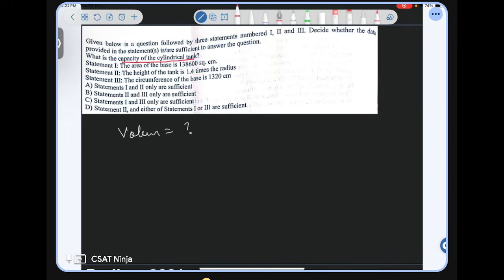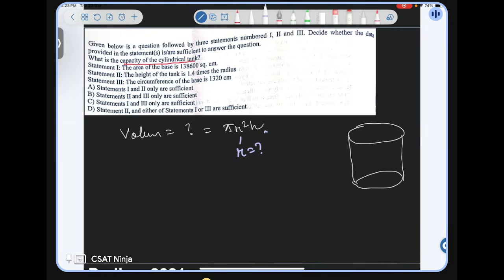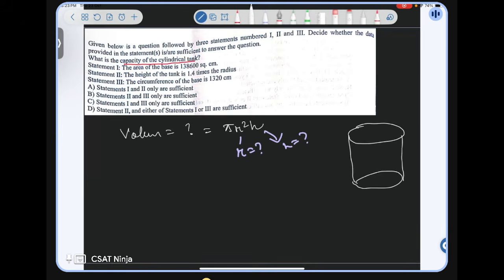Next, remember it's a cylinder. I'll just draw a cylinder here. We need to find the volume. Volume formula is pi R square H. If you want to find volume, you need to find R and you need to find H. Keep that in mind before solving. So every time before going to the statements, first understand what you need to get to the answer, okay? What we need is radius as well as height.